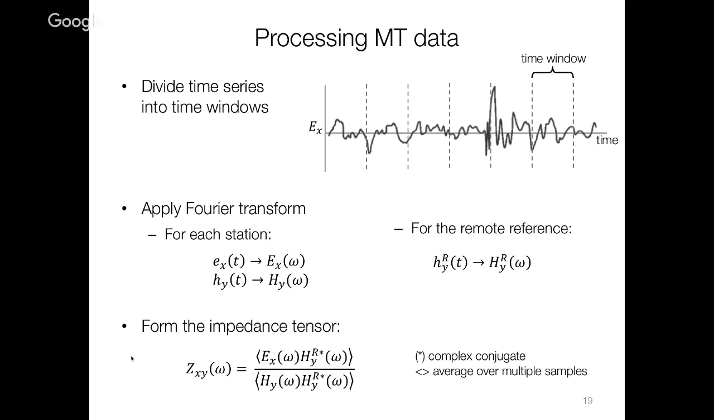And we could do ZXY is equal to EX1 divided by HY. We could do that. That would be an estimate of the impedance. No problem there. And then we could go ahead and do this again over here and again over here.